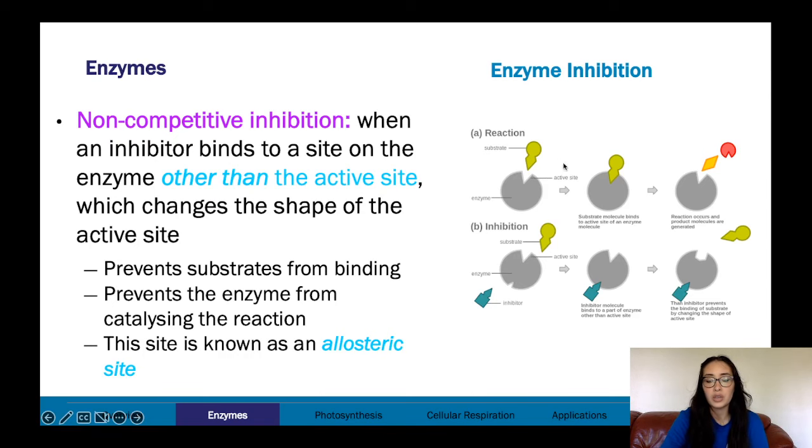So you can see a competitive inhibition, it competes with the substrate to bind at the active site, whereas with non-competitive, it binds at an allosteric site. And yeah, you've got the release of the substrate.